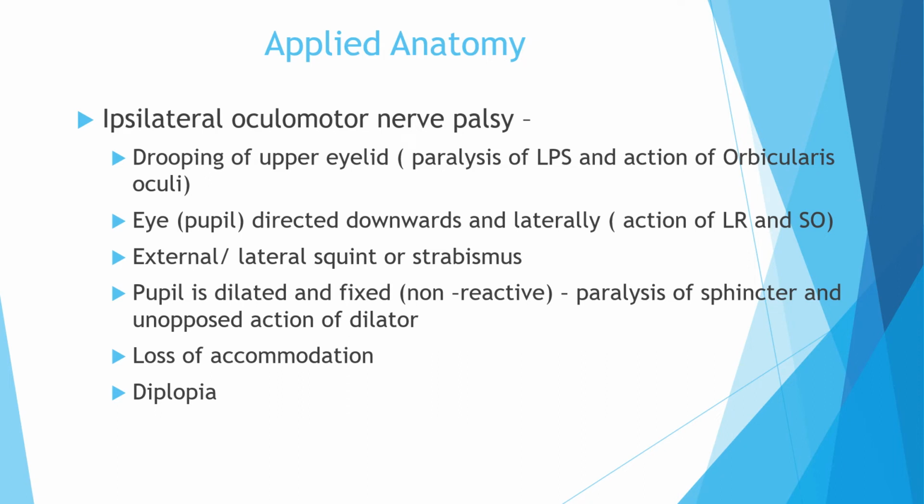The eyes are directed downwards and laterally because of the action of two muscles which are not paralyzed by the oculomotor. These are lateral rectus supplied by abducent and superior oblique supplied by the trochlear nerve. There is external or lateral squint because the medial rectus is paralyzed, whereas the lateral rectus is normal, so the eye is pulled to the lateral side. The pupils become dilated and fixed because the sphincter pupillae is not acting. There is loss of accommodation and there is diplopia when looking to the paralyzed side.